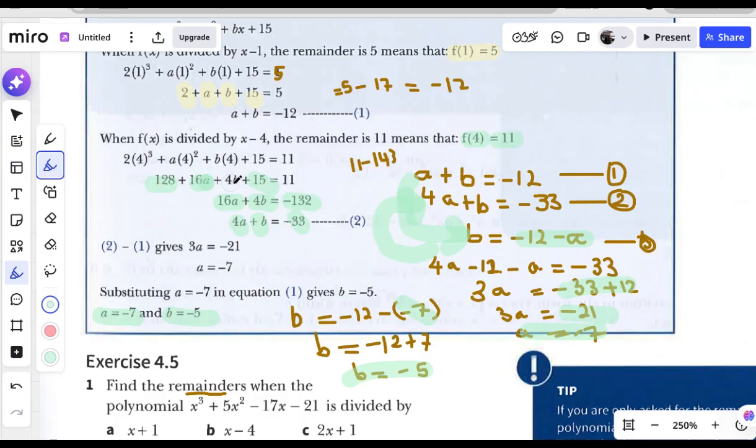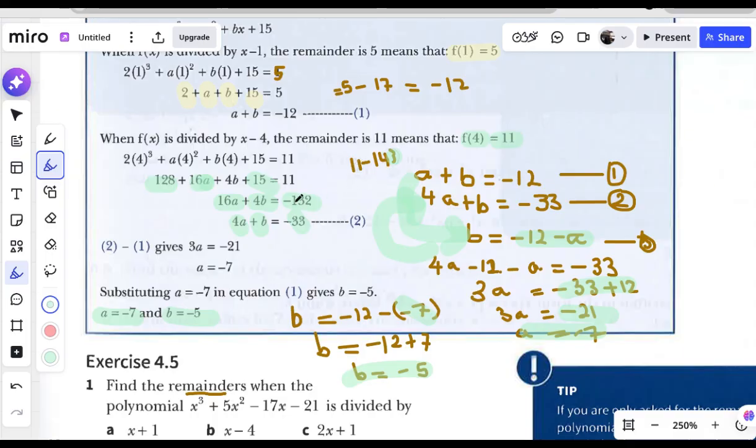4 times b is 4b. Plus 15 equal to 11. So you add these numbers on the left. 128 plus 15, we get 143. So you write 16a plus 4b equal to 11 minus, remember on the left, when you add this and this, you get 143. So you say 11 minus 143, right? When we do 11 minus 143, what do we get?